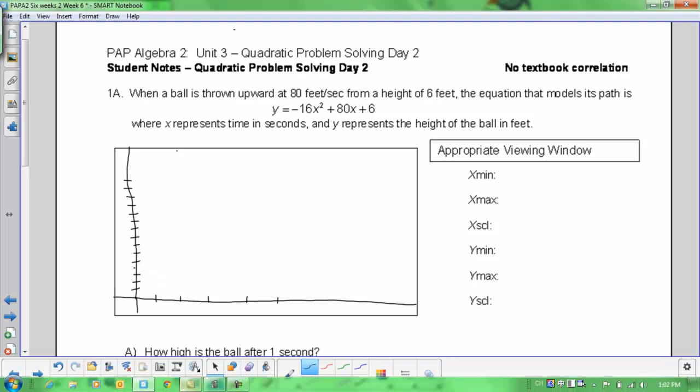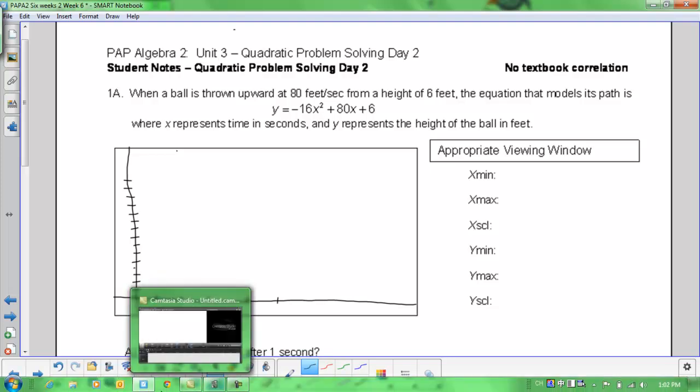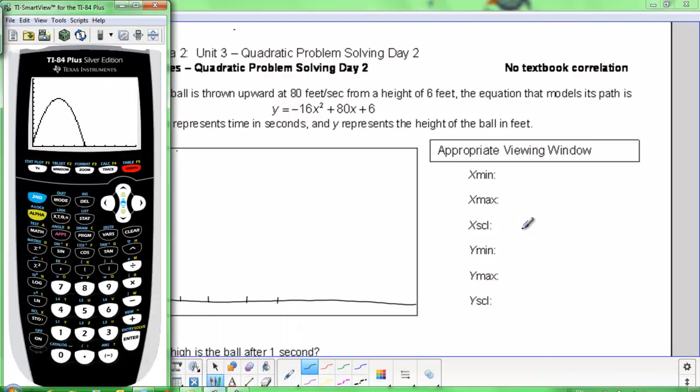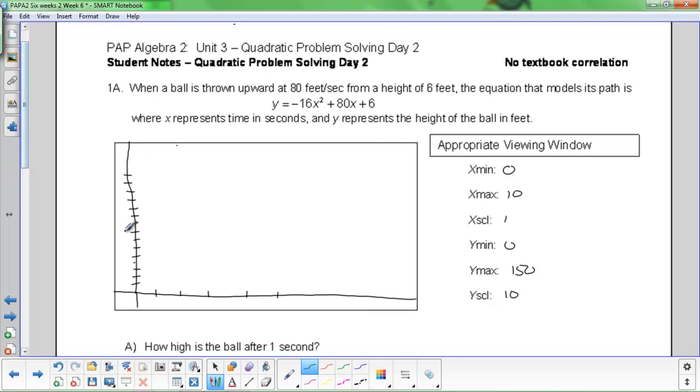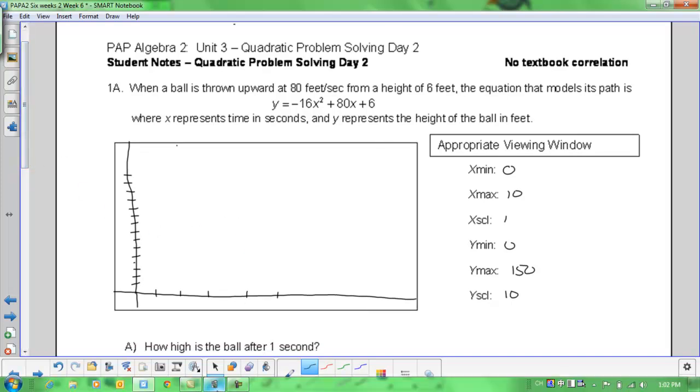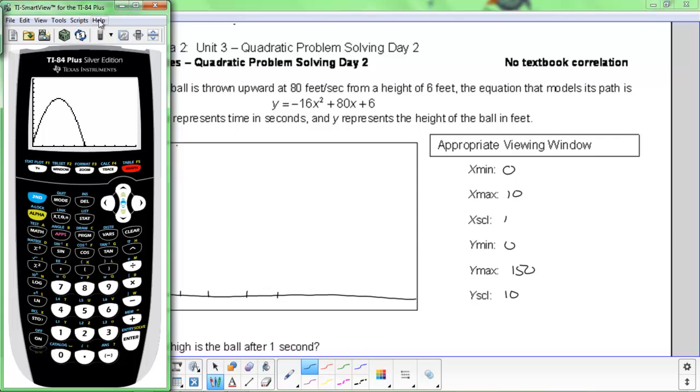So what I'm going to do here is fill in my appropriate viewing window: 0, 10, and 1, 0, 150, and 10. And then I'm going to use my graph and my calculator functions to help me solve these problems. The first thing I need is to determine what that point is.